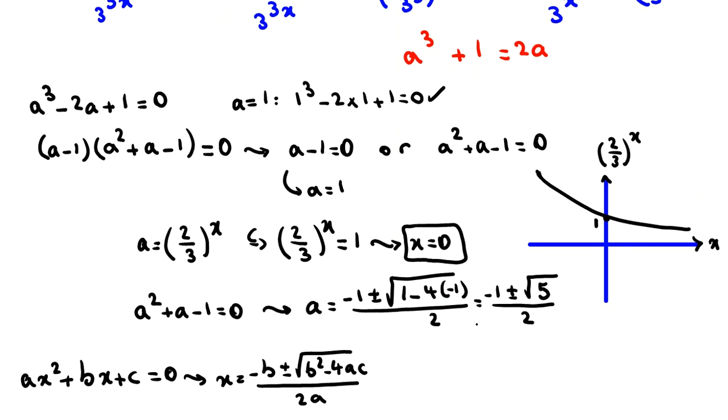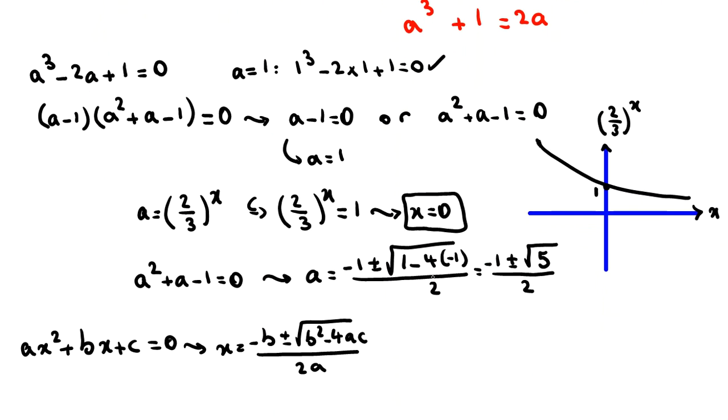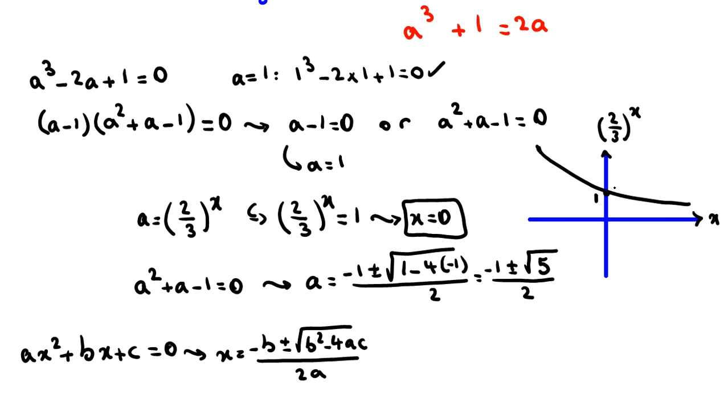Now here we say, okay, a, as you can see also in the diagram, should be greater than 0. And if you consider the negative sign, it will be less than 0 and a contradiction. So we understand here we should only consider the positive sign. So a is this. Now, we know a was (2/3)^x.